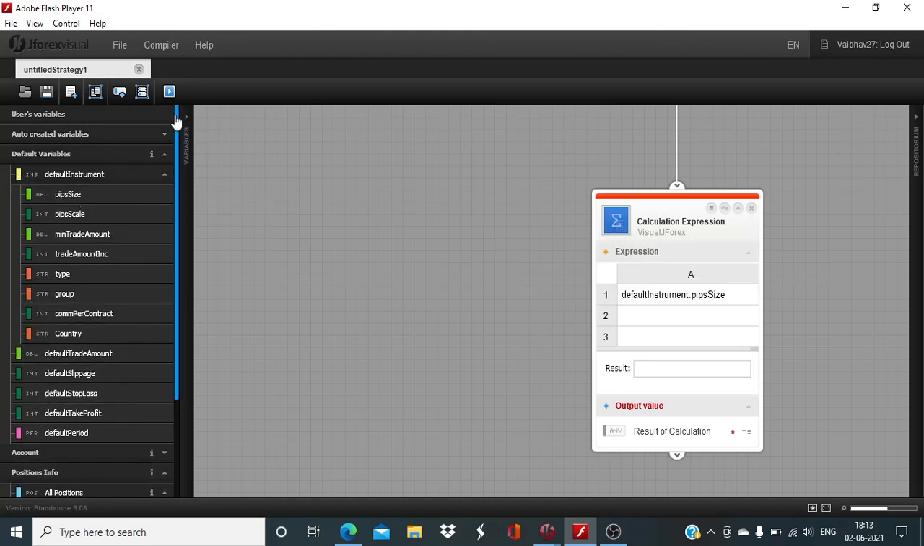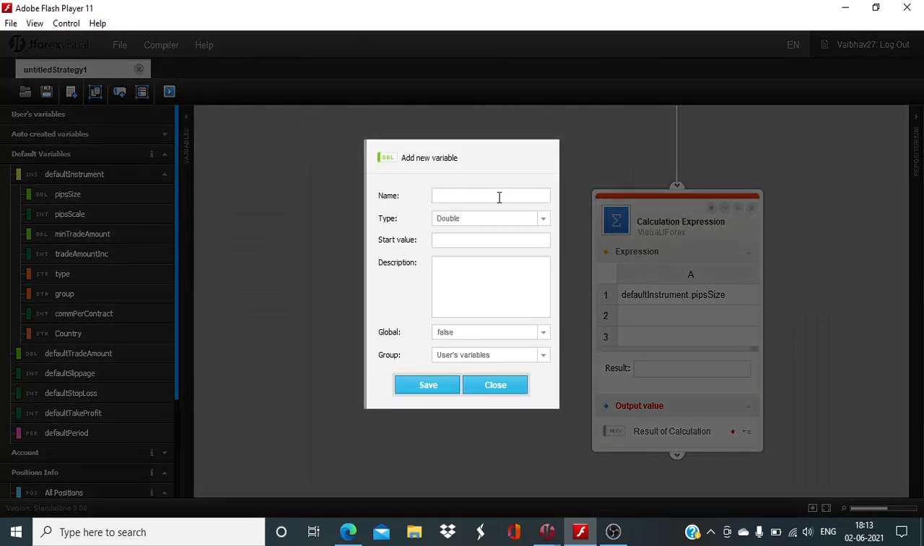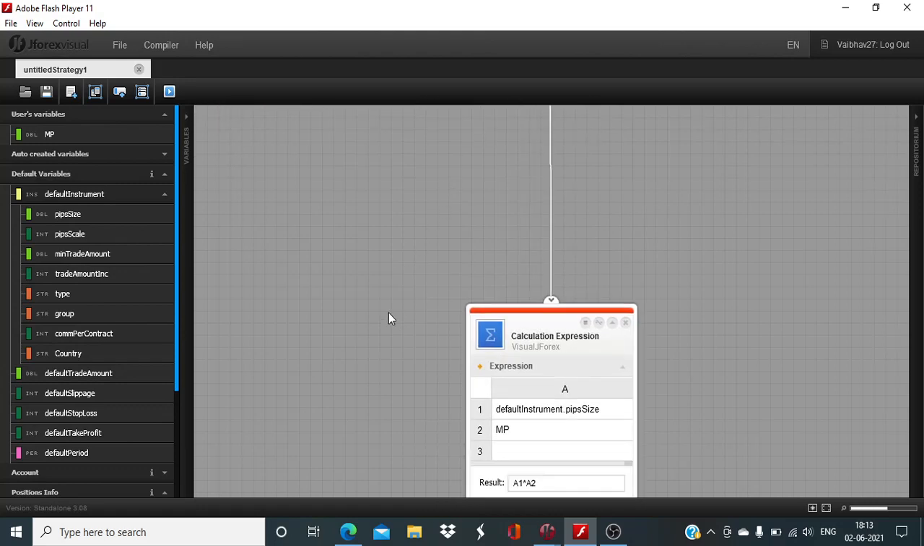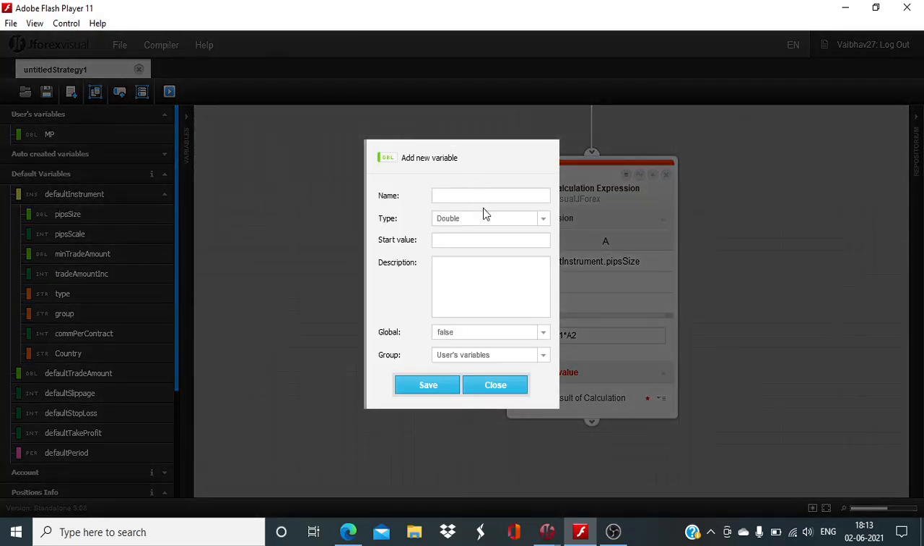Default instrument pip size will need to be multiplied by a variable with value of 25. A1 into A2, and the output will be named FMP.